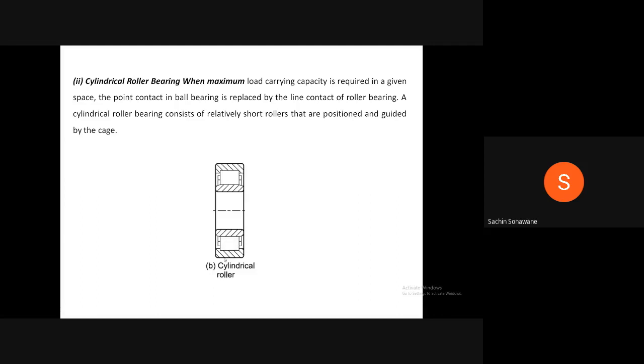Cylindrical roller bearing is used when maximum load carrying capacity is required in a given space. The point contact in ball bearing is replaced by the line contact of roller bearing. A cylindrical roller bearing consists of relatively short rollers that are positioned and guided by the cage. Therefore, this is the cylindrical roller. This is the inner race. This is the outer race.